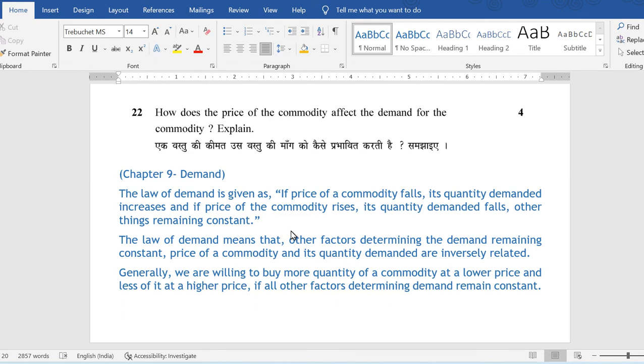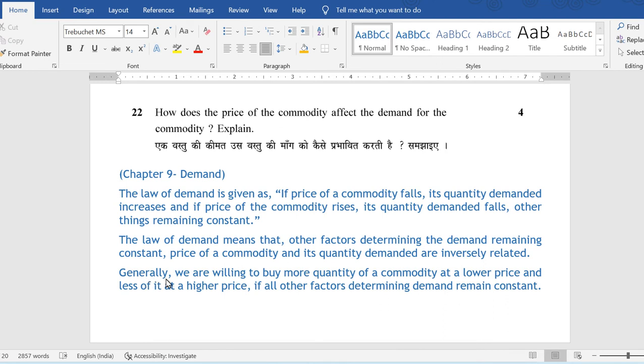Question number 22. How does the price of a commodity affect the demand for the commodity? Explain. This is from chapter 9, demand. The law of demand is, if the price of a commodity falls, its quantity demanded increases, and if the price of the commodity rises, its quantity demanded falls, the other things remaining constant. This just means that the factors determining the demand remain constant. The price of a commodity and its quantity demanded are inversely related.